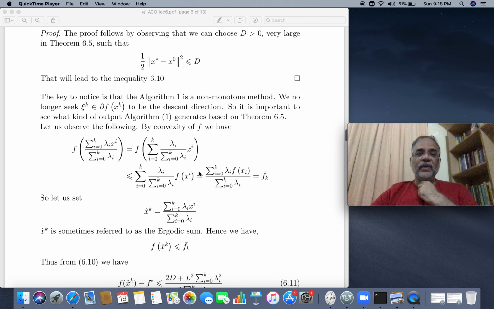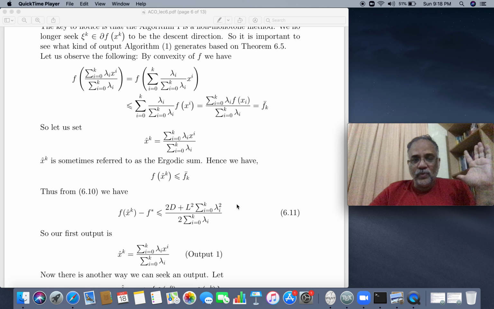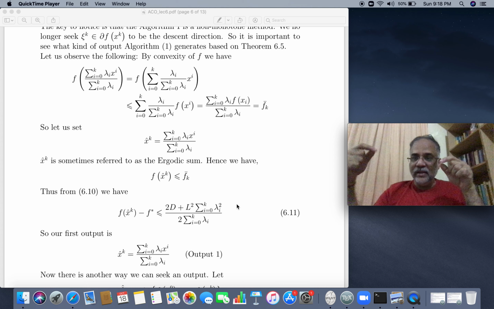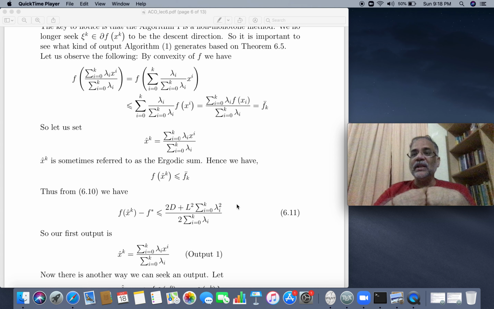Okay, fine. Now what does it say? That f of x hat k is less than f bar k. So f of x hat k minus f x star is this. So this is the inequality that we possibly require. So x hat k is not the kth iteration. I have walked from 0 to k, and then I have jumbled up those points into a kind of weighted average, and that I take as my output. And then I have to ask, does it make any meaning taking this output?